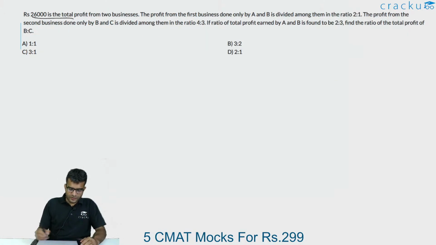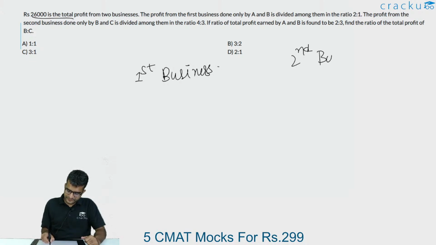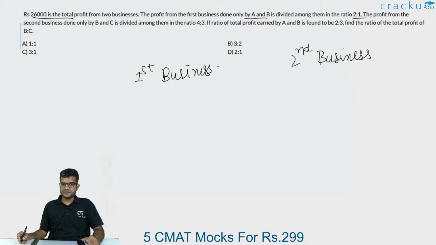In this question, we are told that 26,000 is the total profit from two businesses. So we'll have the first business here and we'll have the second business here. We are told that the profit from the first business done only by A and B is divided amongst them in the ratio of 2:1. So A and B divide the profit in the ratio 2:1.